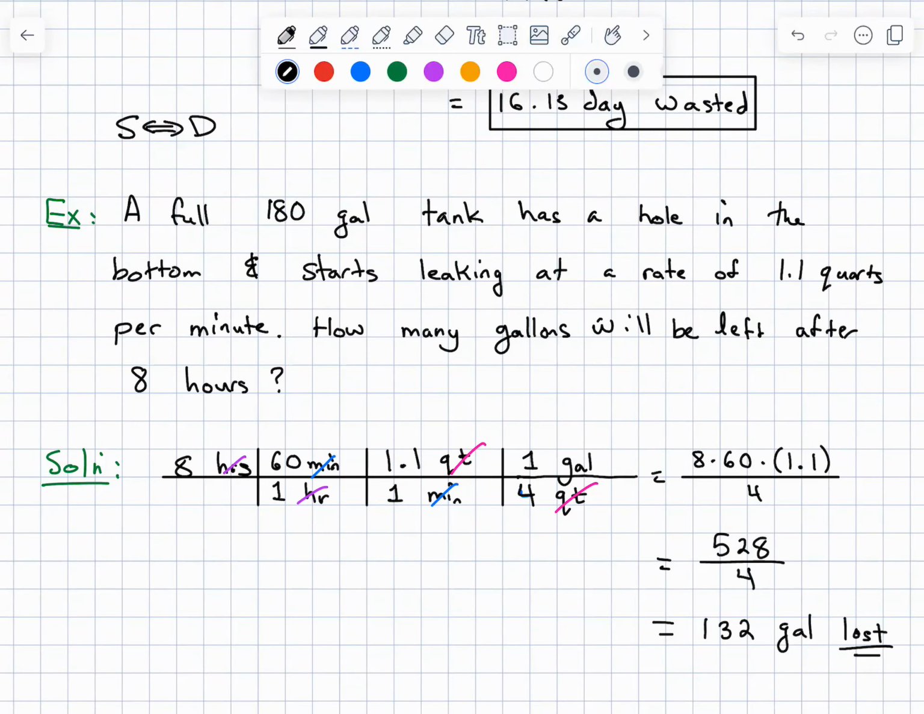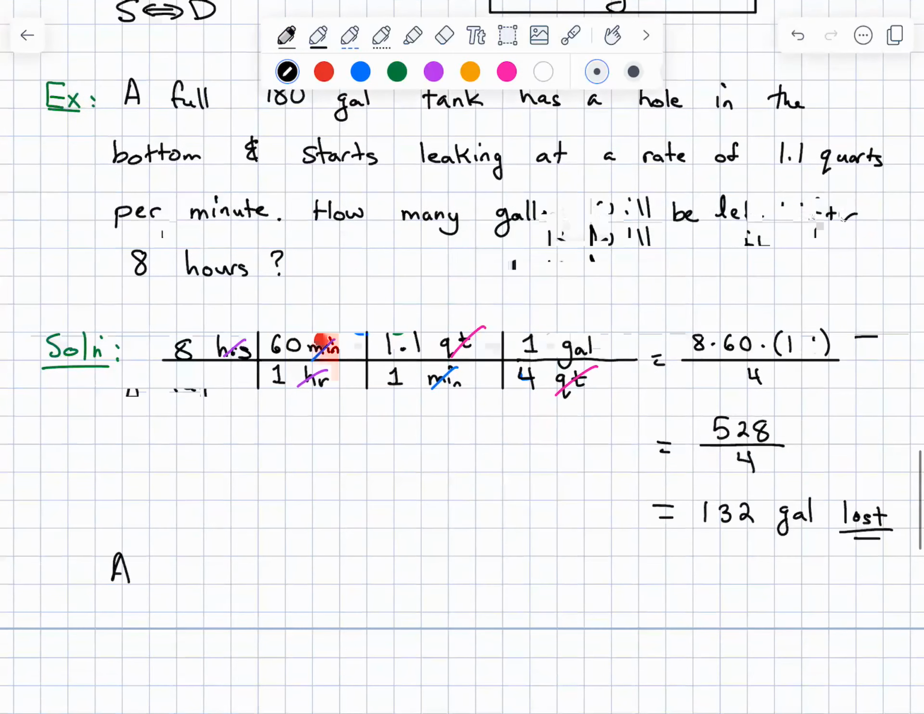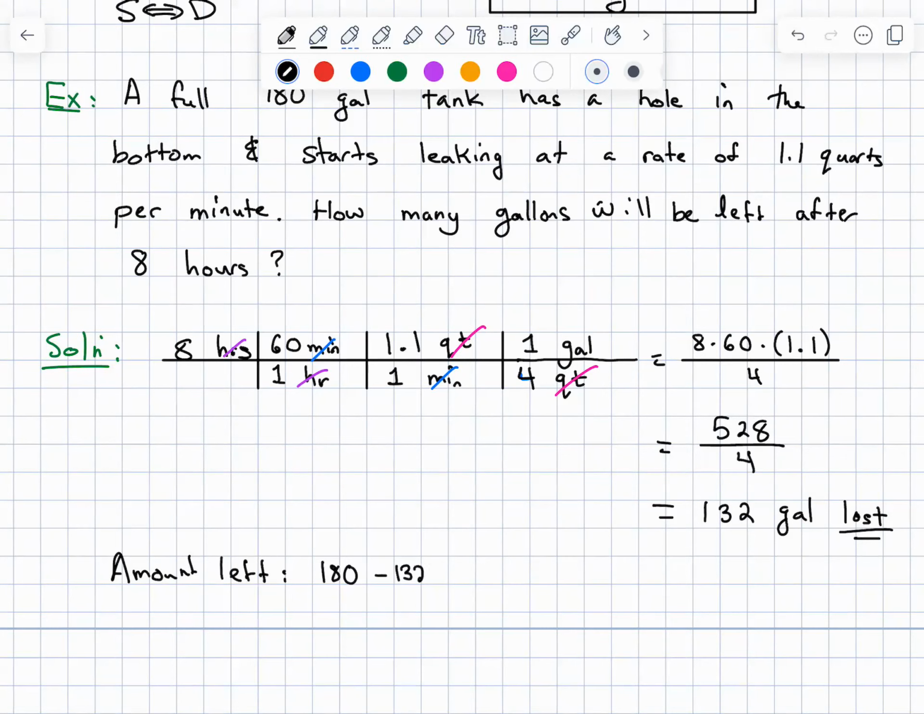That's not the answer. When it comes to word problems, you always want to reflect on your answer, not reflect on why you're taking mathematics in the first place, but rather, did I answer the question? If the question said how many gallons were lost, this would be the answer. But it's saying how many gallons are left. So this is not the answer. The amount left is 180, the original amount, minus 132, which is 48 gallons left.